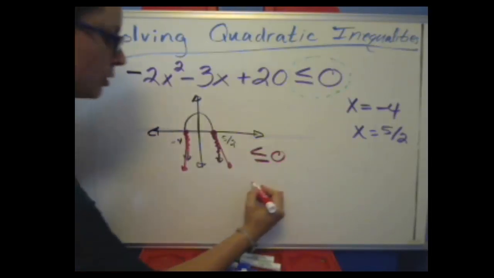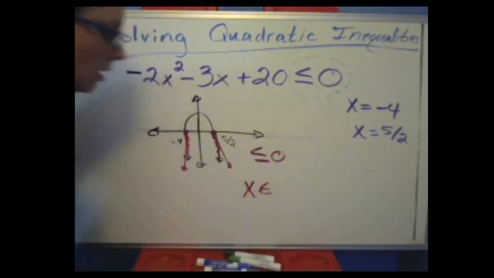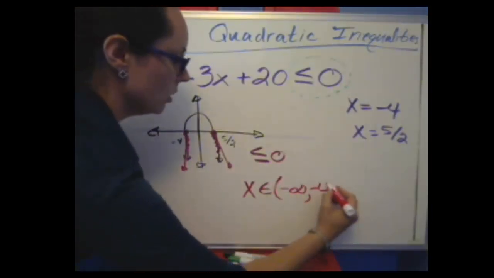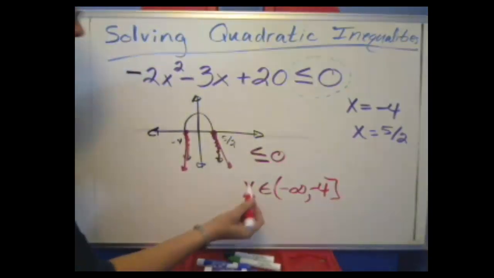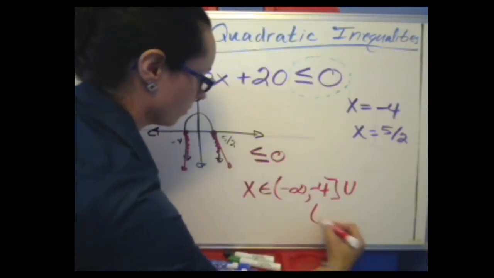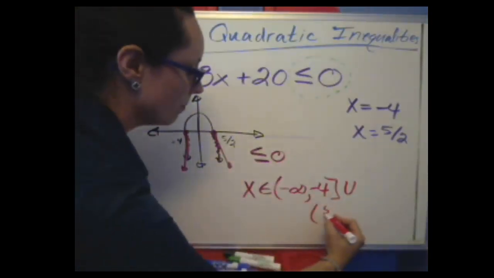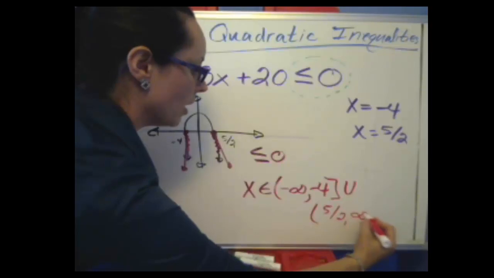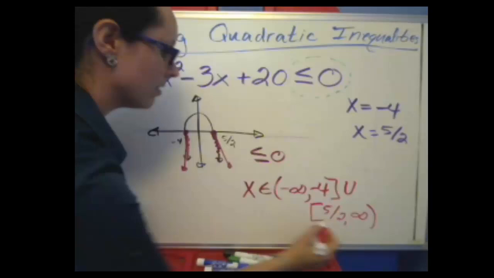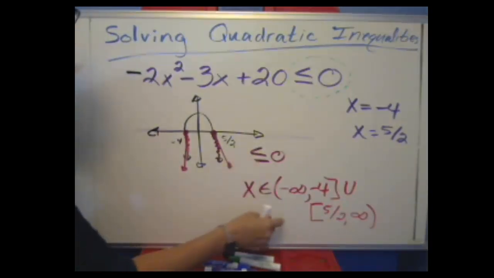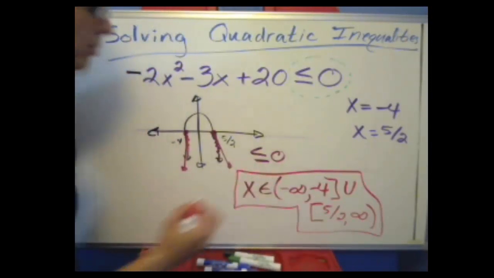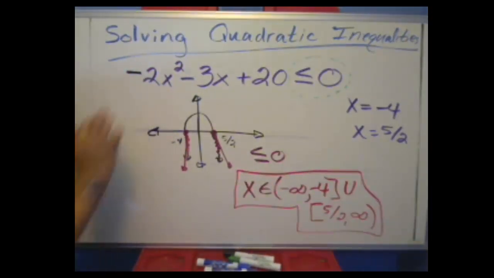So the solution for this problem will be x coming out of the interval negative infinity until negative 4, inclusive for that negative 4 because we do have an equals on our inequality, union, and then we will say, okay, from 5/2 until positive infinity. Oh, excuse me. This right here will actually also be inclusive because we have an equals on our inequality symbol. So this is the end of step 2 for the problem. So now we have completed finding the solution for this.